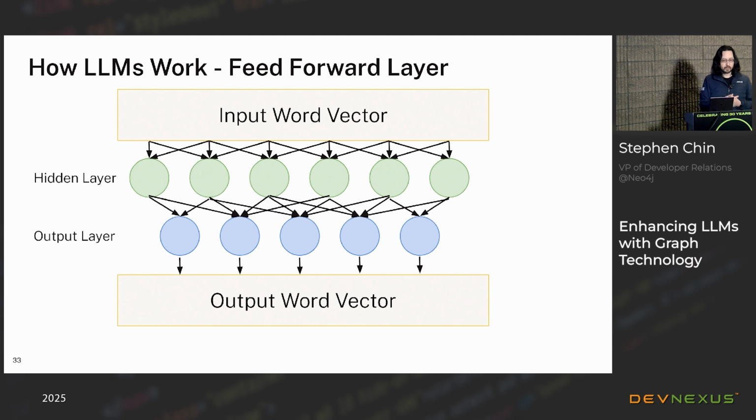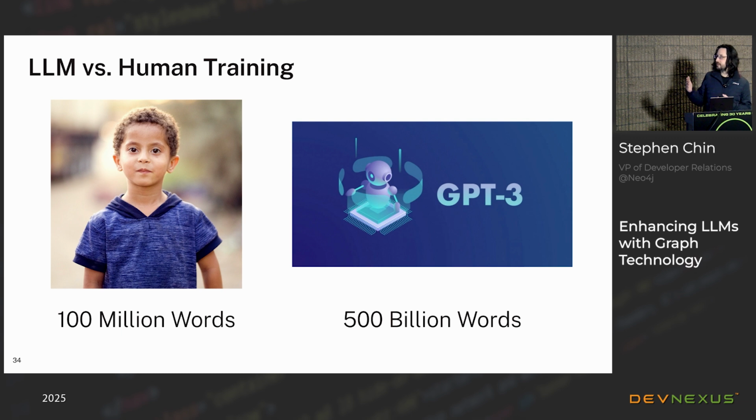So when you look at a system this simplistic, how does it achieve results which feel very human, which look like poetry, which look like answers to questions, which solve real problems? And the answer to that is they're trained on a huge set of inputs. The average human child at the age of 10 is only exposed to 100 million words. The GPT-3 model was trained on 500 billion words. So they're trained on a huge set.